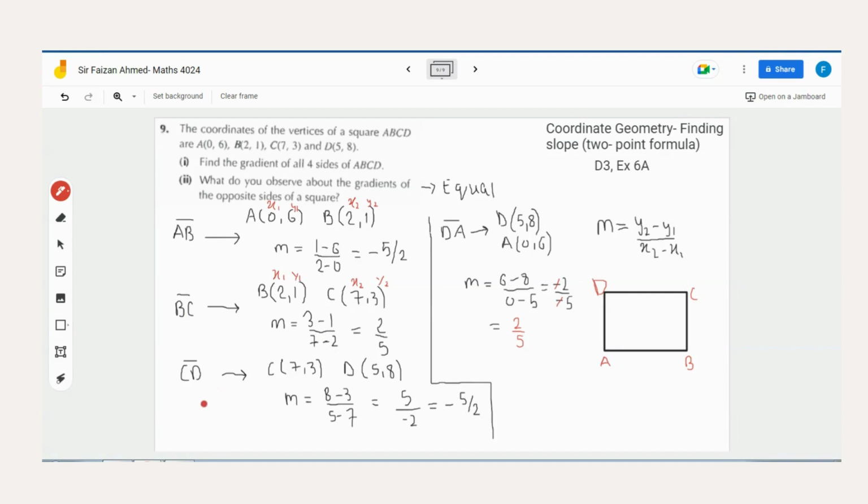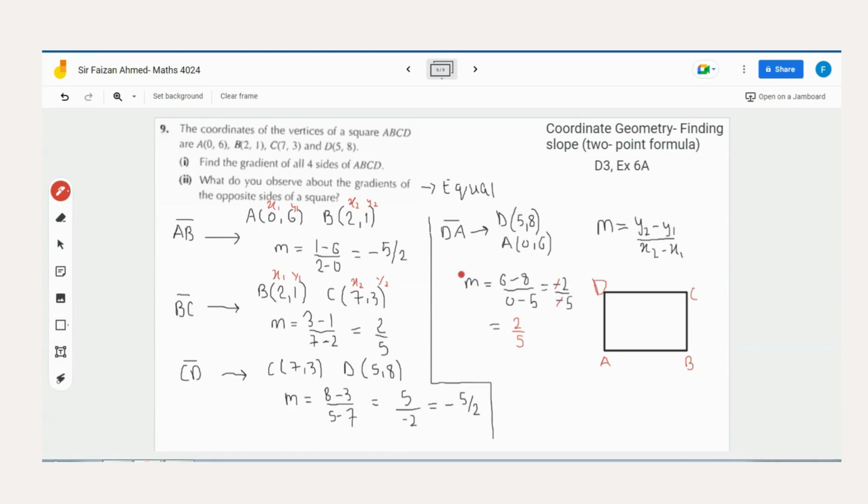The third side is CD. Since C is the first point, x1, y1. D is the second point, x2, y2. The formula is again the same. The value of y2 is 8, so 8 minus 3 in the numerator, 5 minus 7 in the denominator. 8 minus 3 gives me 5, and 5 minus 7 is minus 2. And you know that we can write the negative sign in the middle, just like this. So the gradient of line CD is coming out as minus 5 upon 2.